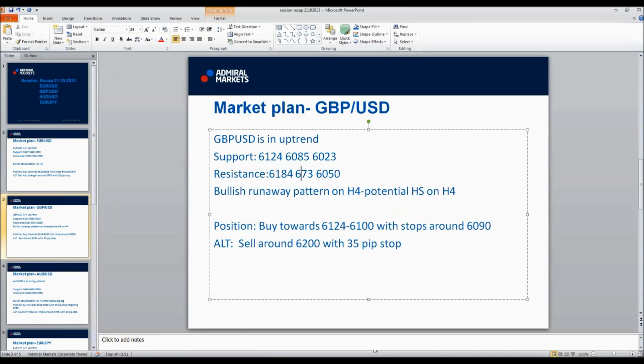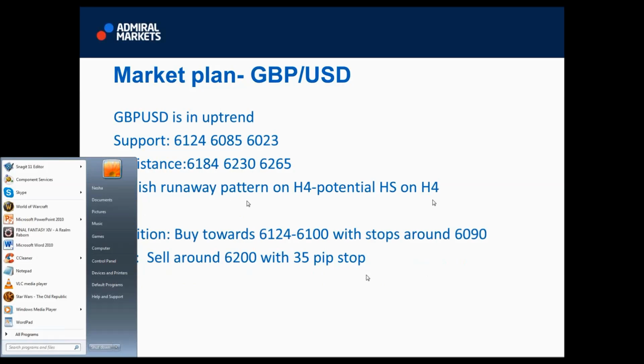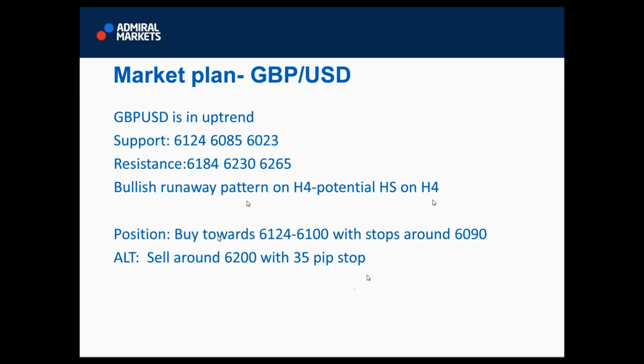61.84, 62.30, and 62.65. We have a bullish runaway pattern. This is a special pattern. It's called bullish runaway pattern on H4, and a potential head and shoulders on H4. This gives us potential nice setups.